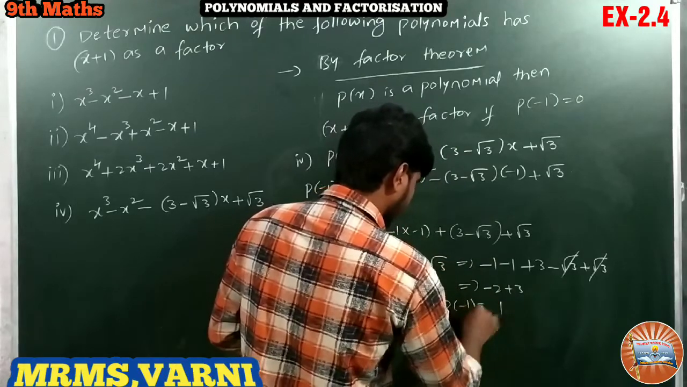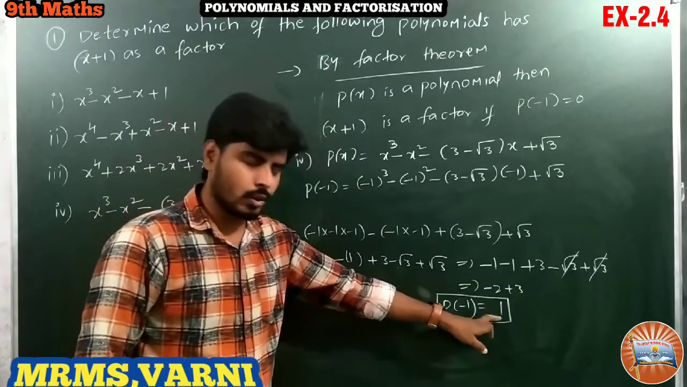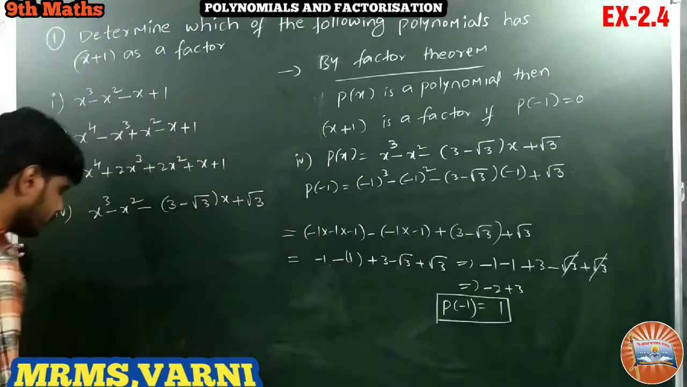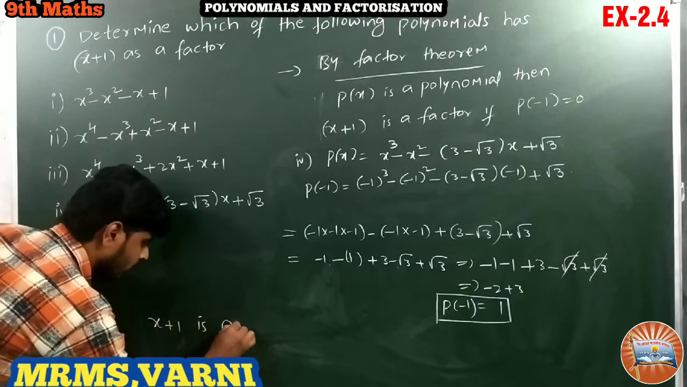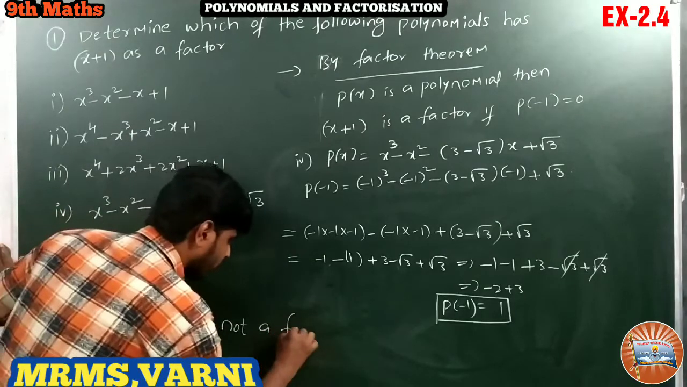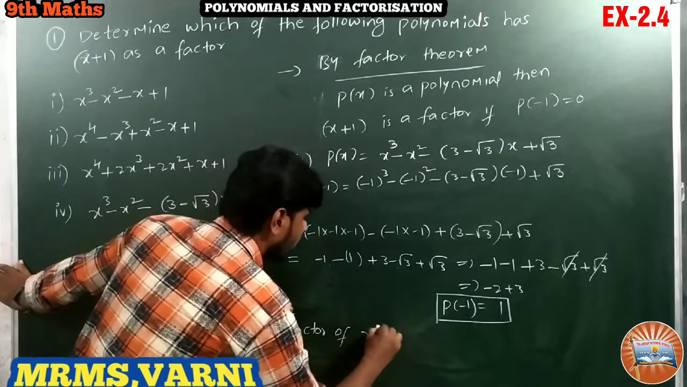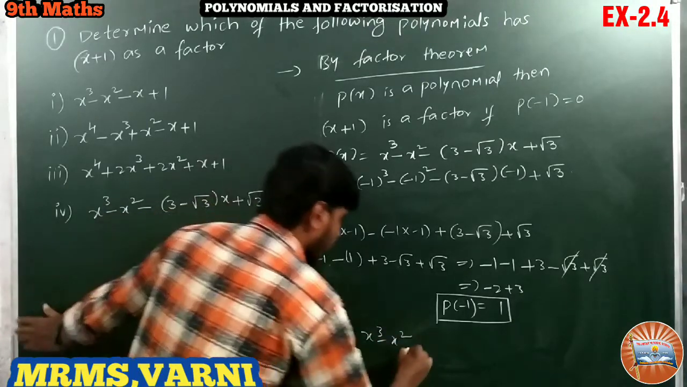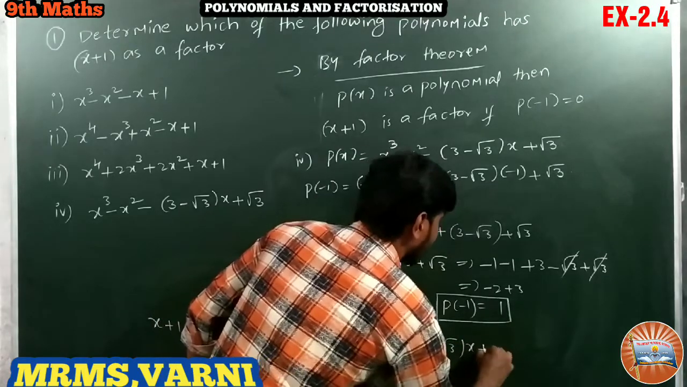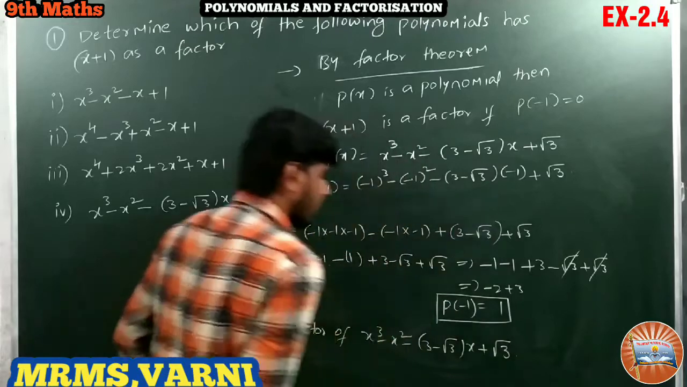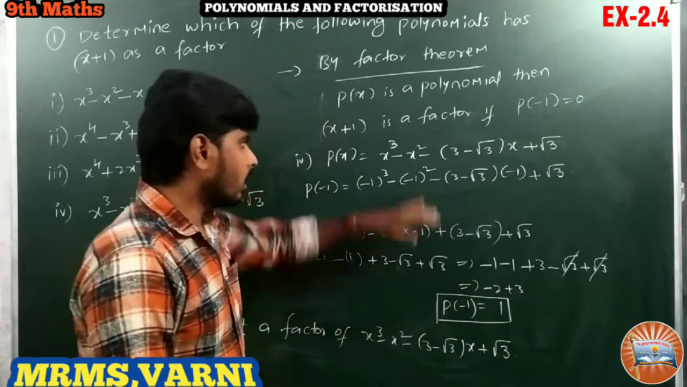So p of minus 1 we got 1. Okay, so this is not equal to 0. So what can you say? x plus 1 is not a factor of x cube minus x square minus 3 minus root 3 into x plus root 3. Okay, as well as you can say this minus 1 is not a 0 of this polynomial.